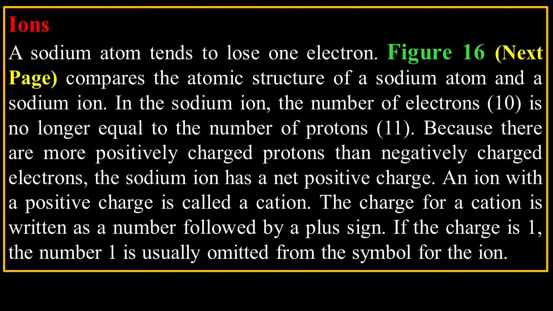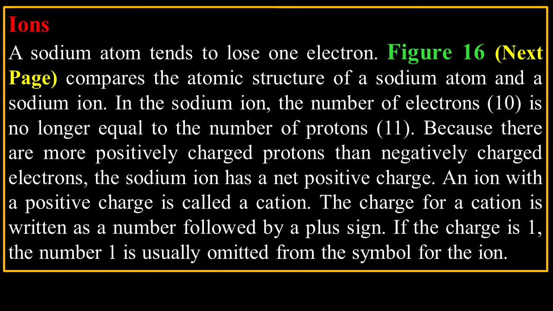In the sodium ion, the number of electrons, 10, is no longer equal to the number of protons, 11, because there are more positively charged protons than negatively charged electrons. The sodium ion has a net positive charge. An ion with a positive charge is called a cation. The charge for a cation is written as a number followed by a plus sign.